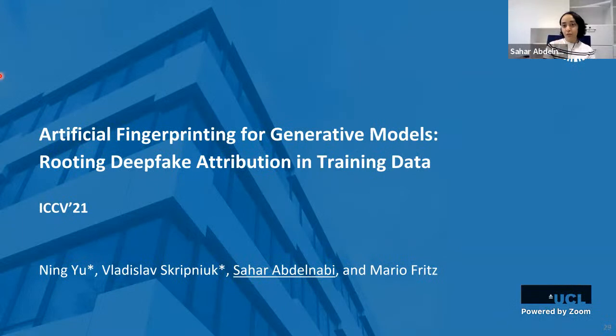Okay, so this was in brief what this language watermarking was about. The idea of watermarking can also be extended to GANs, which is what we did in this work that was published last year in ICCV, and it was led by my colleagues Ning and Pat.